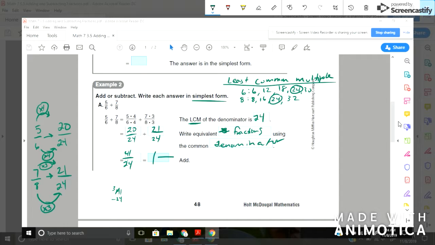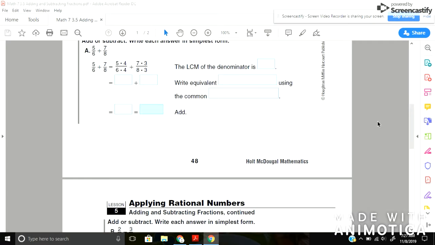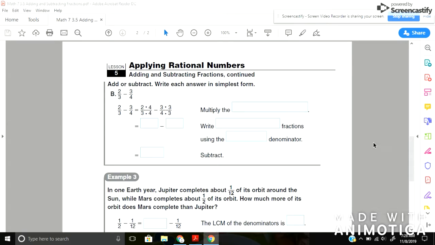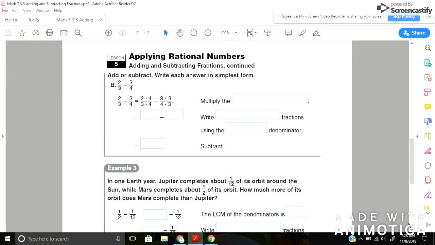borrow 7 and 1. So 17 left over, and our denominator is 24. So 1 and 17/24ths would be our answer. Go ahead and flip to the back, and we'll try another problem where we're subtracting this time, and we need to first find a common denominator.